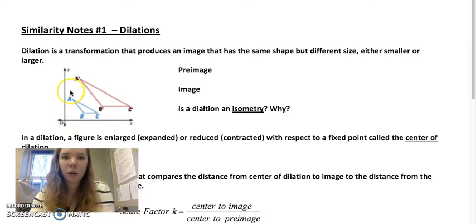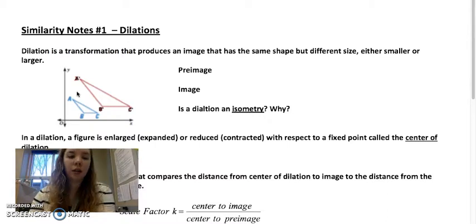Okay, we are starting our new unit over similarity, and we're going to start by going back to transformations, which we've already learned. And we're going to talk about the fourth type of transformation. We didn't talk about them, which is a dilation. So we talked about translation, reflection, and rotation. This is the last type of transformation, which is called a dilation.